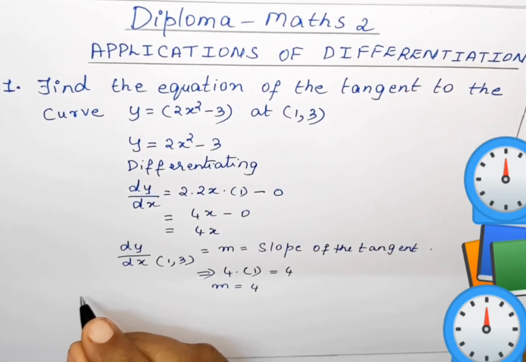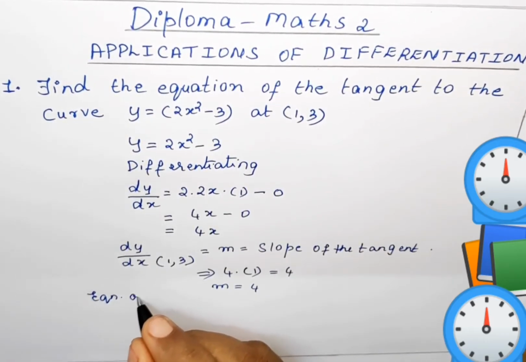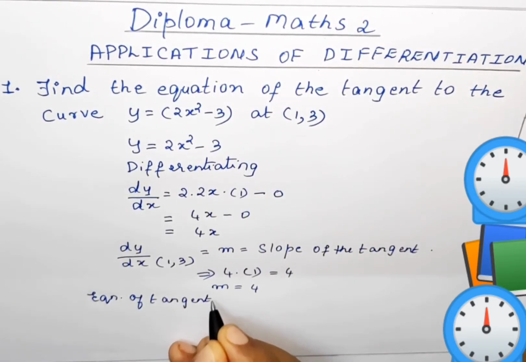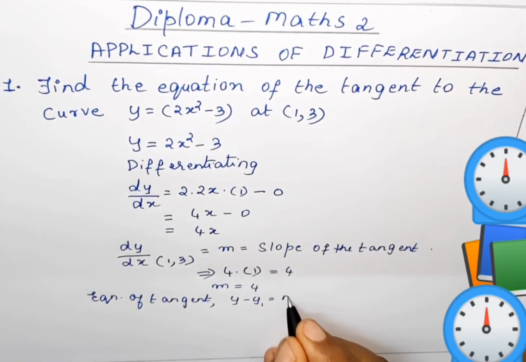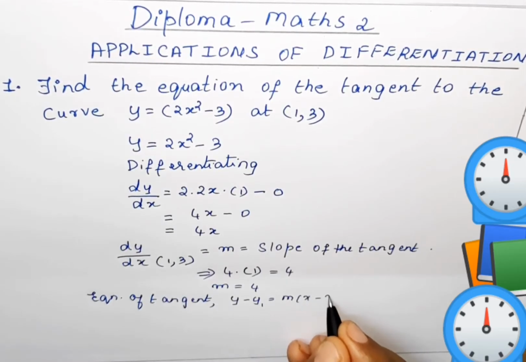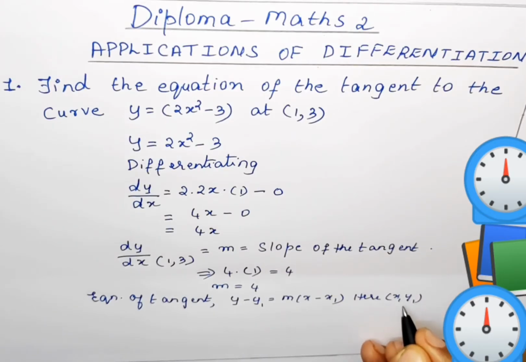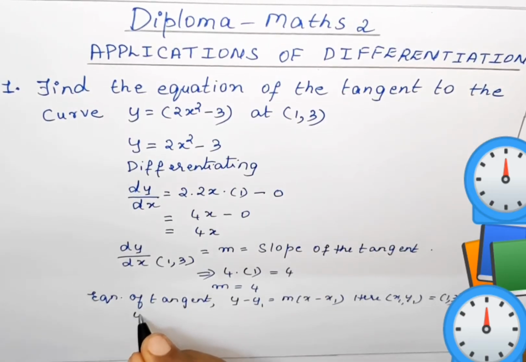Now they have asked us the question. We have to find the equation of the tangent to the curve. So the equation of the tangent will be equal to y minus y1 is equal to m into x minus x1. This is the formula which is used for finding the equation of the tangent. y minus y1 is equal to m into x minus x1. Here our (x1, y1) is (1, 3).